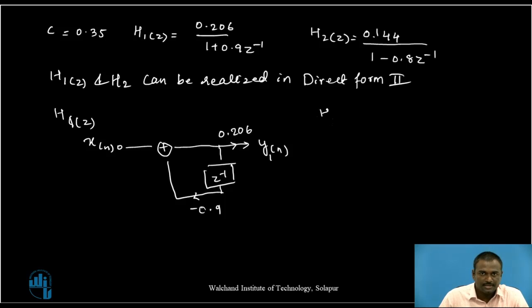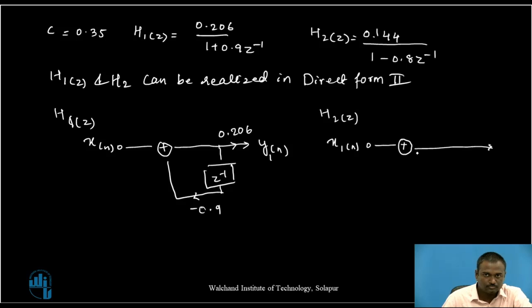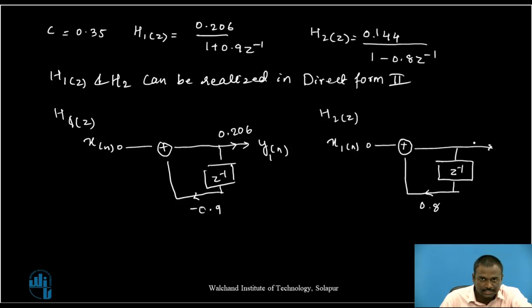So similarly H2 of z, x of n is the input to this system. Z inverse, here the coefficient will be 0.8 and here the coefficient will be 0.144. So now we will put them in the places of H1 of z and H2 of z.